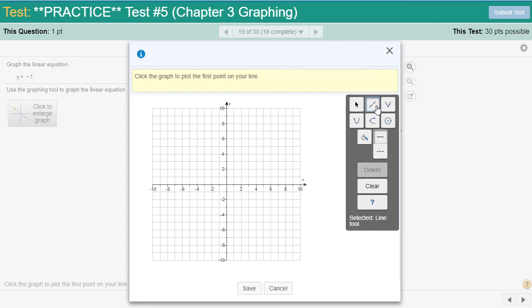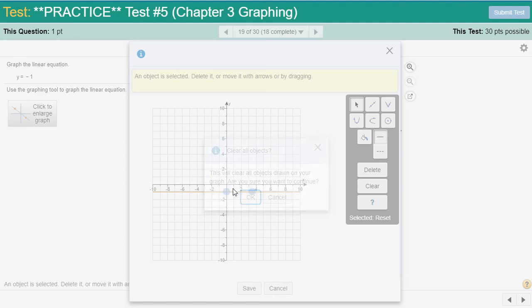So just like before, let's click on the line tool, and because we know that this line crosses the y-axis at -1, I'm going to go to the y-axis right at -1, and I'm going to click to lock that point in. And just like before, we can then drop the second point really anywhere we want, but of course we want a horizontal line. So I'm going to choose any point that makes a horizontal line. It does not matter which points you choose.